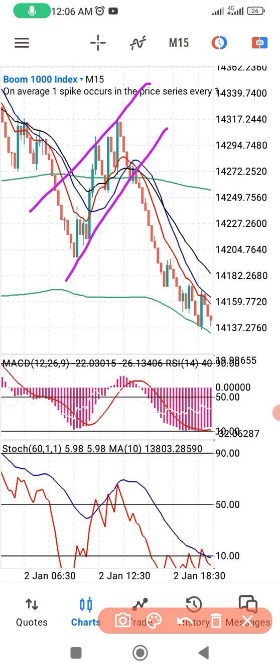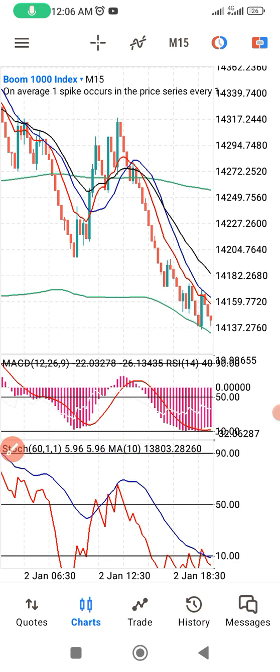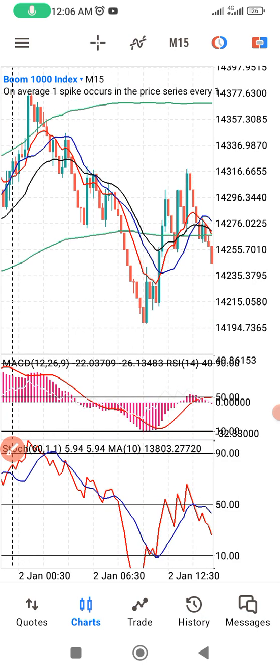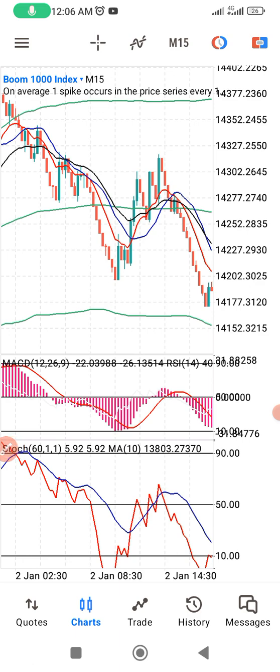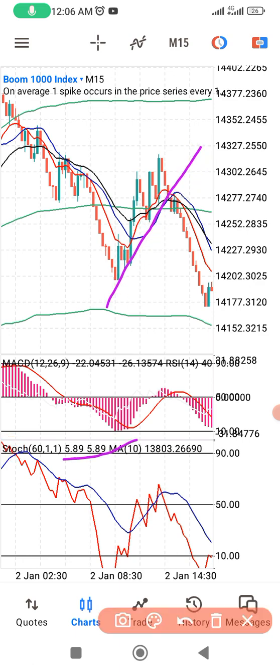chart pattern. This is a bearish flag pattern, and if you look at this critically, you agree with me that it's looking like a flag. If you put your channel like this, and then you see this market coming down like this, if you connect it, it's looking like a flag. So this is a bearish flag pattern.